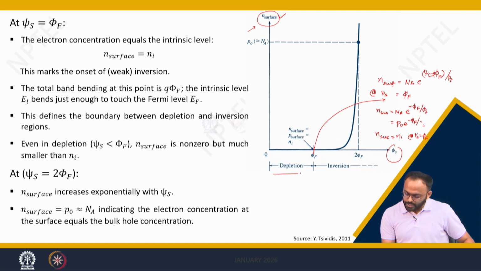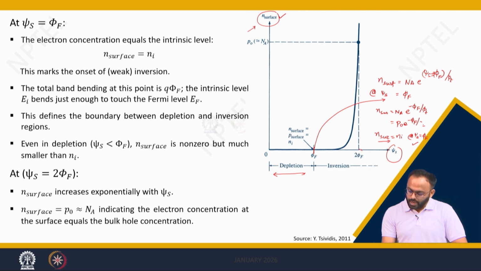This is called depletion region. It means when you apply the VGB, the uncovered immobile ions will come into picture. No mobile carriers will come into picture. That is considered a depletion condition. So until surface potential reaches phi f, the n surface, the electron concentration at the surface, is more or less equal to the intrinsic carrier concentration of the semiconductor.